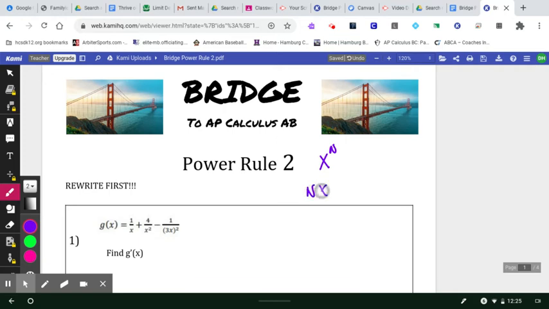becomes nx to the n minus 1. And just to recall, if I want to take the derivative of a constant, remember a constant is any number. And they like to mess with you. Remember, pi is a constant, e is a constant, 10 is a constant, 10.1, any number, its derivative is always going to be 0 because it's just a horizontal line.